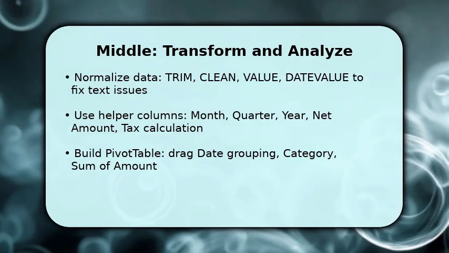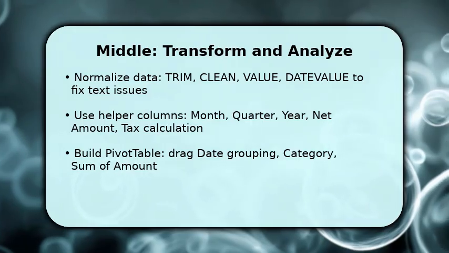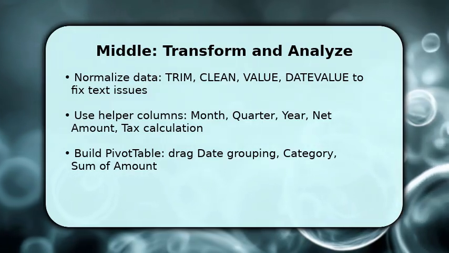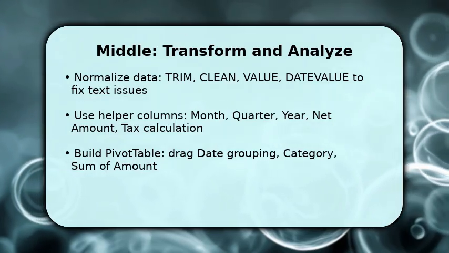Make a pivot table from the tables, group dates by month or quarter, and drag category to rows and sum of amount to values. Also create a small dynamic chart linked to the pivot for instant visual feedback.